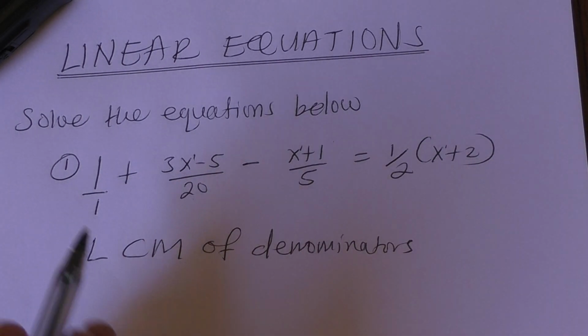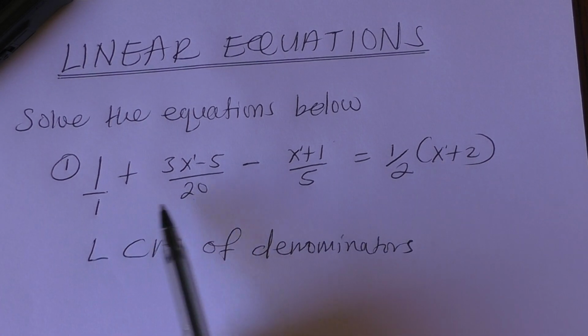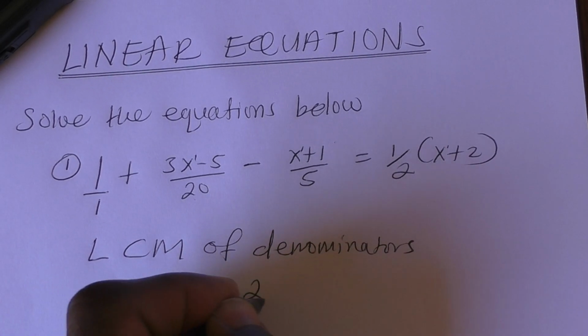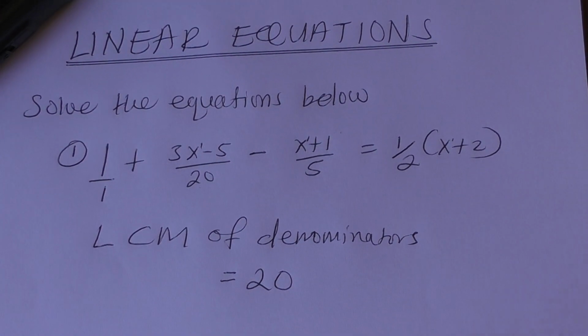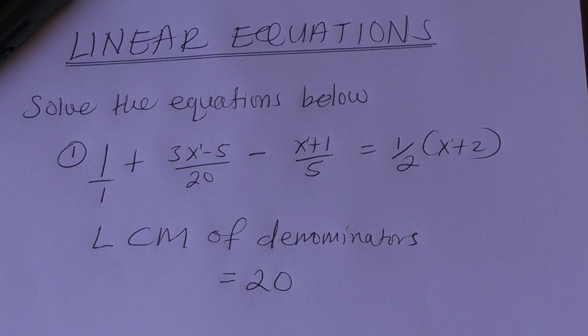Otherwise, when solving such linear equations that involve fractions, we shall find the LCM of the denominators. After getting the LCM, we multiply each term by the LCM. So the LCM of our denominators is 20. Now we are going to multiply each term by 20 so that we eliminate the fraction and then collect like terms.